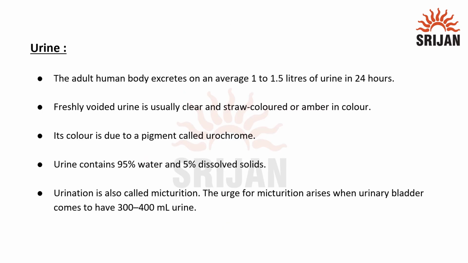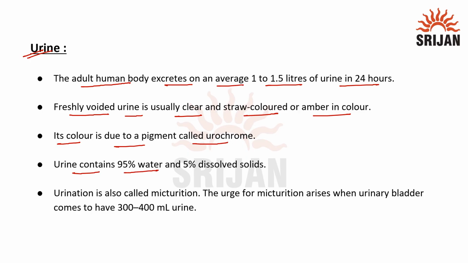Now let's understand about urine. The adult human body excretes on an average 1 to 1.5 liters of urine in 24 hours. Freshly voided urine is usually clear and straw colored or amber in color. Its color is due to a pigment called urochrome. Urine contains 95% water and 5% dissolved solids.